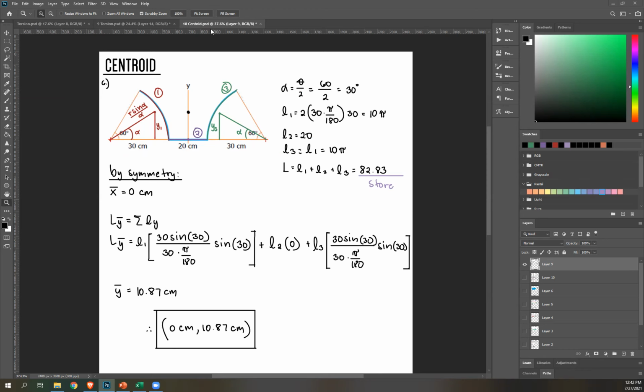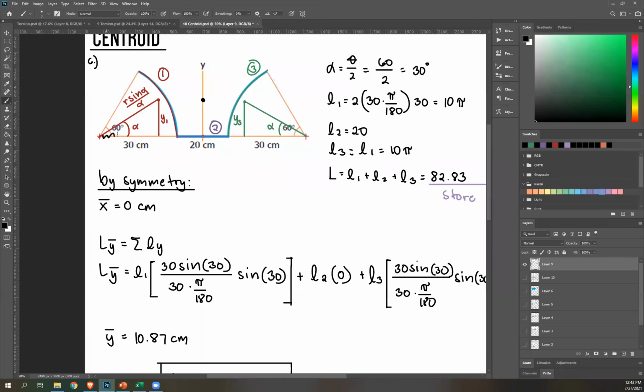Okay. Now, in the case that your arc is not symmetrical along the x-axis, you already know how to get this length, right? We're going to use cosine instead of sine. So cosine alpha equals whatever this length is over the hypotenuse, which is again r sine alpha over alpha. Just keep that in mind.